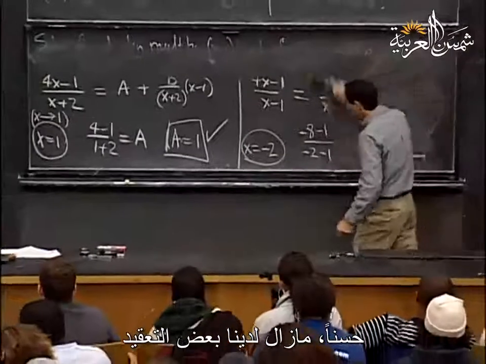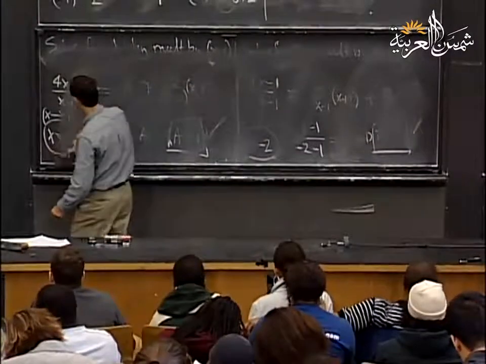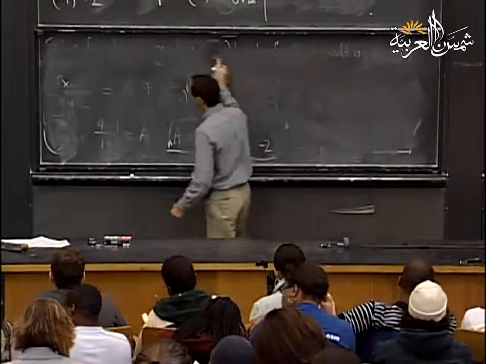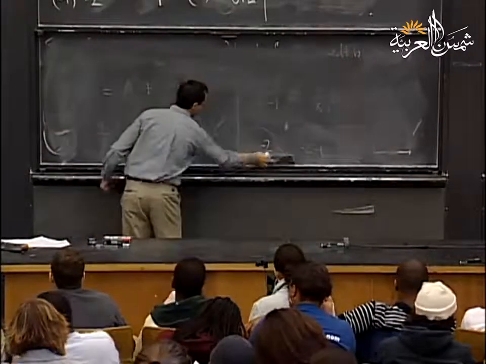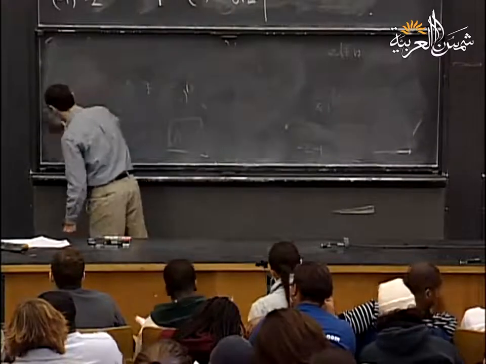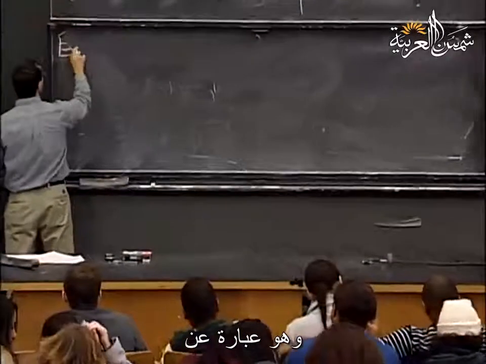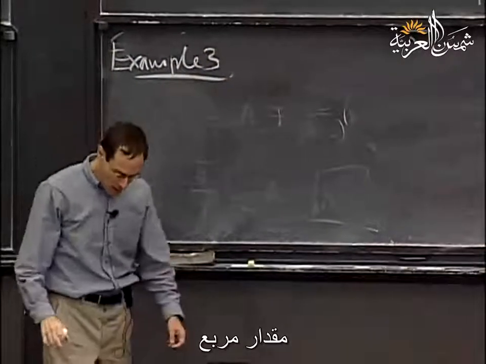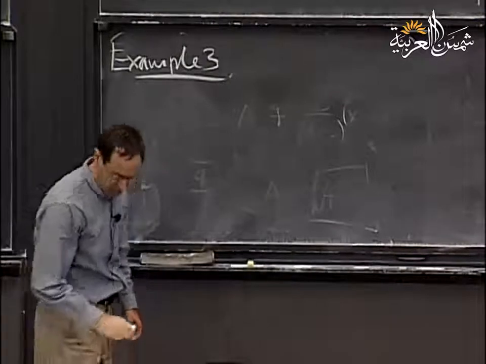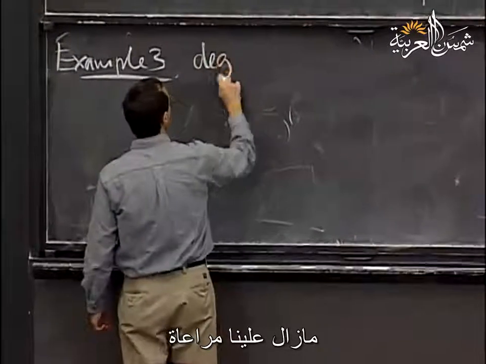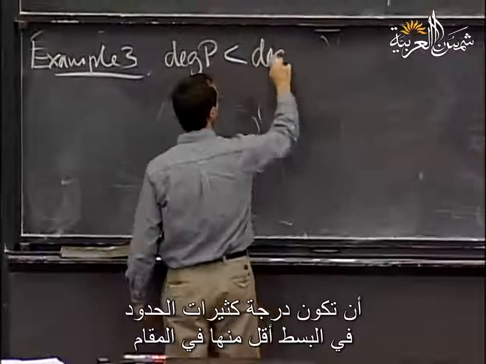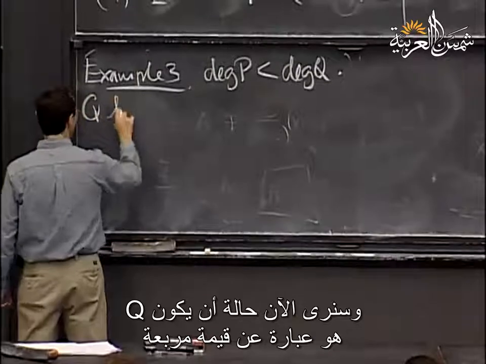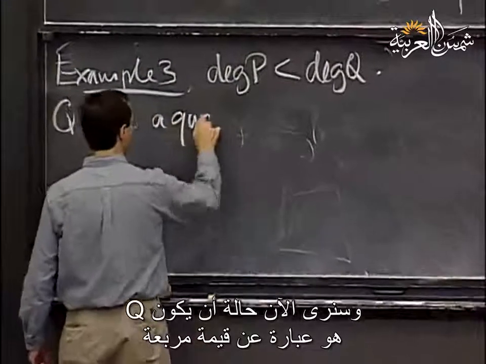Now, I have to get one step more complicated with my next example. My next example is going to have a quadratic factor. So still, I'm sticking to the degree of the polynomial in the numerator is less than the degree of the polynomial in the denominator. And I'm going to take the case where Q has a quadratic factor.